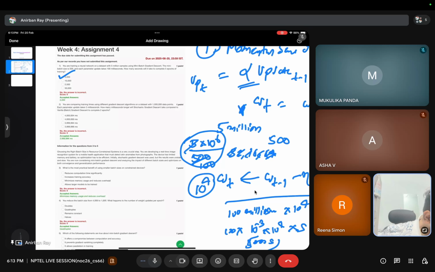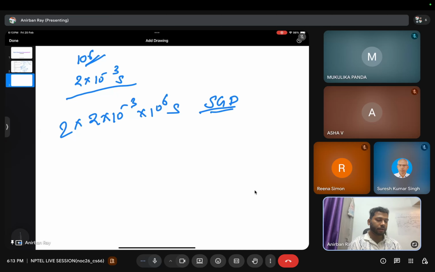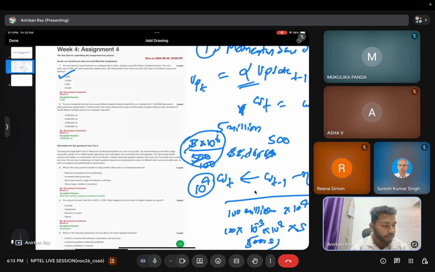Now batch gradient descent will have only one update. In each epoch it will have only one gradient update. Clear, right? So how much time it is going to take is the question. The data points are given, and each parameter update takes 2 milliseconds.